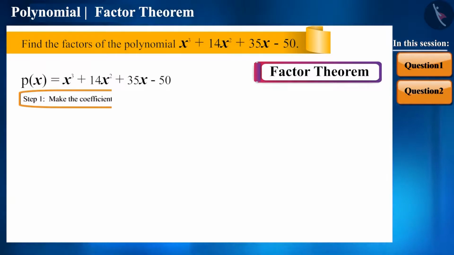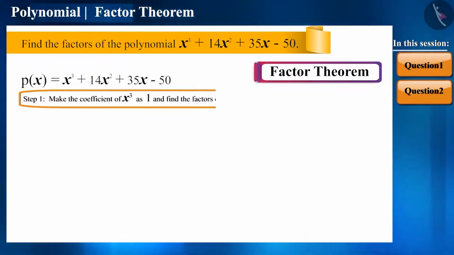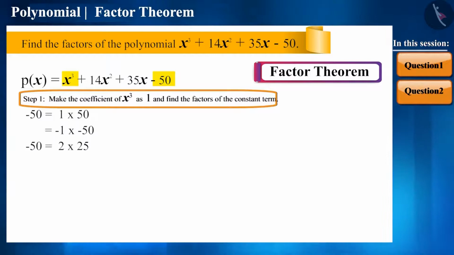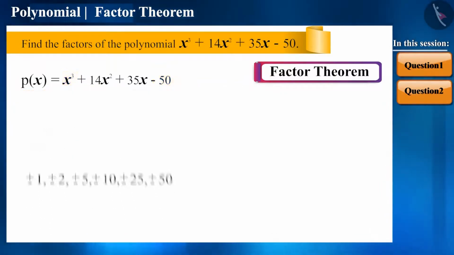The first step is to make the coefficient of x cube 1 and find the factors of the constant term. Here, the coefficient of x cube is 1, which means we have to find the factors of minus 50. And this is quite easy. We just have to make a list of those numbers with which minus 50 is completely divisible and some of those possible values can be.